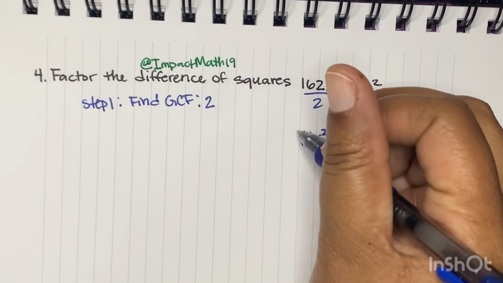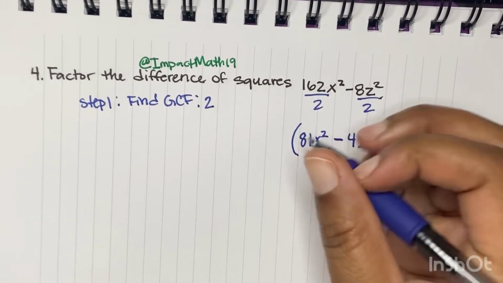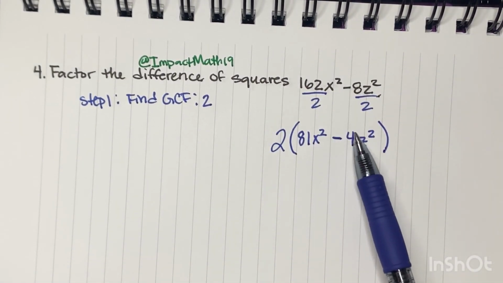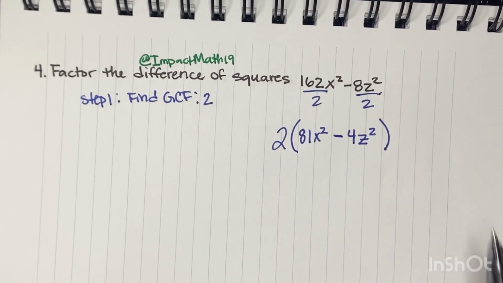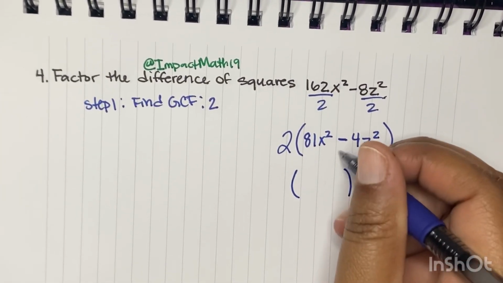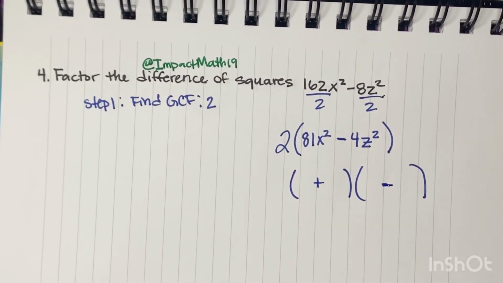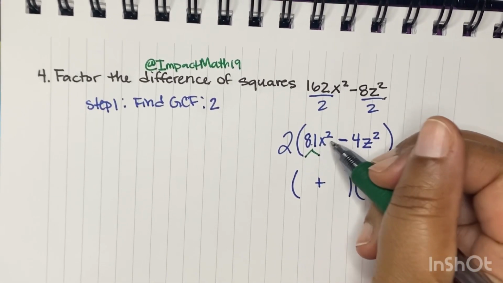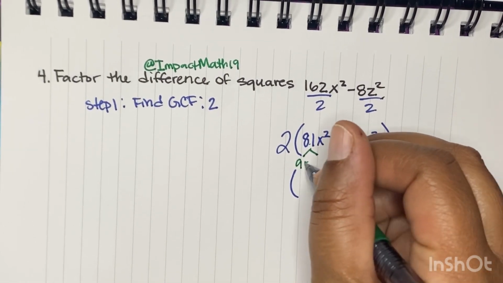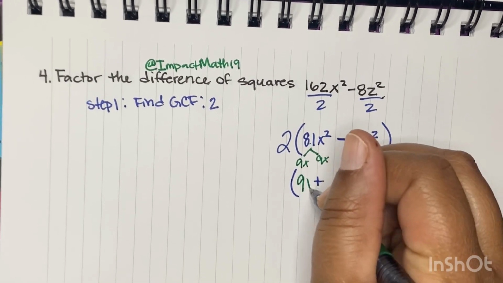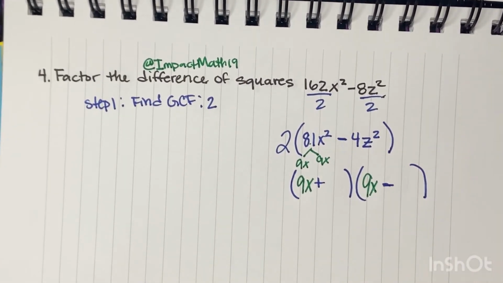All right. I'm going to put a parenthesis on here, and I'm going to put my 2 on the outside, because I should be able to distribute this back in here, which multiply it, and get back to my original. Now, I still have to factor my difference of squares. So we're going to do a plus and a minus. Now we're asking ourselves what times itself can give us this 81x squared. Well, 9x times 9x gives us 81x squared. So that's going to go here and here.